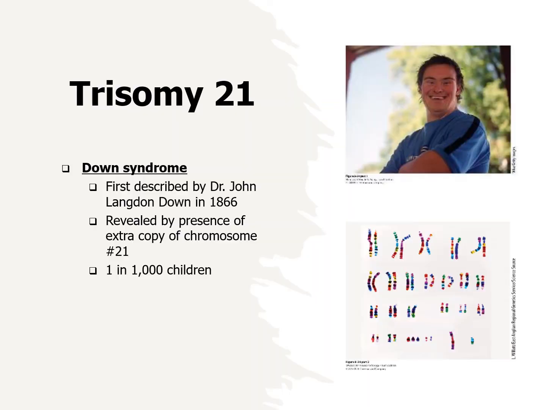So trisomy 21, that is the technical terminology for Down syndrome. It was first described by Dr. John Langdon Down in 1866. It was revealed by the presence of an extra copy of chromosome number 21. So that means that there are 3 copies of chromosome 21, and this will affect 1 in 1,000 children.